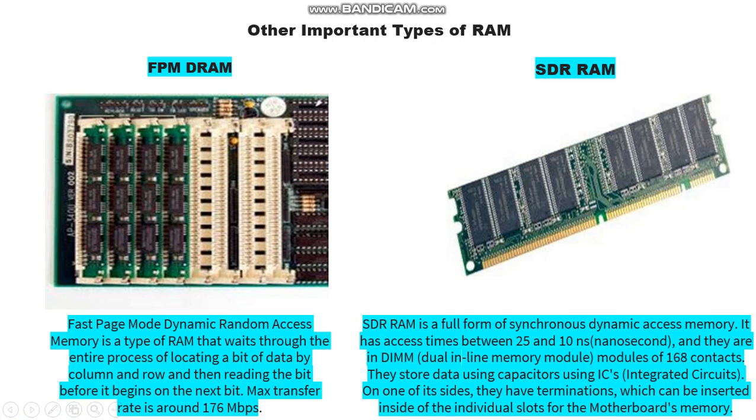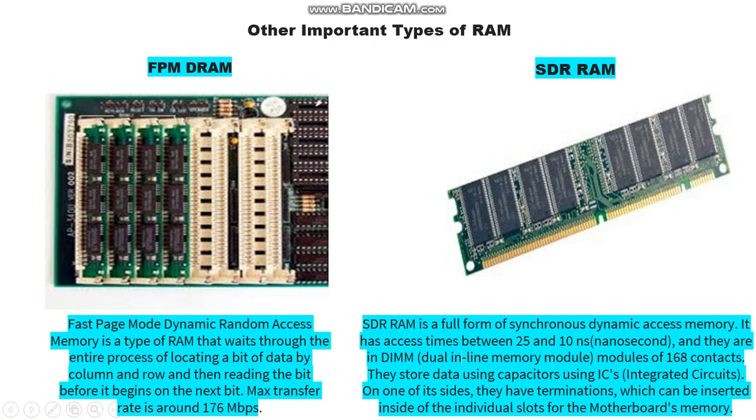Other important types of RAM: FPM DRAM and SDR RAM. Fast Page Mode Dynamic Random Access Memory, or FPM DRAM, is a type of RAM that waits through the entire process, locating a bit of data by column and row and then reading the bit before it begins on the next bit. Max transfer rate is around 176 Mbps.